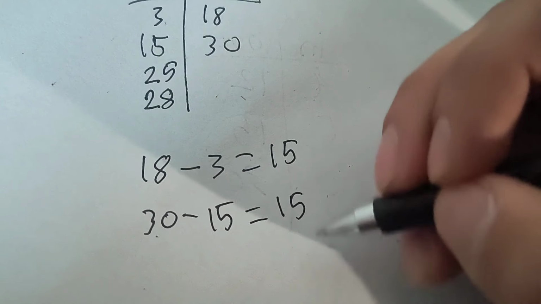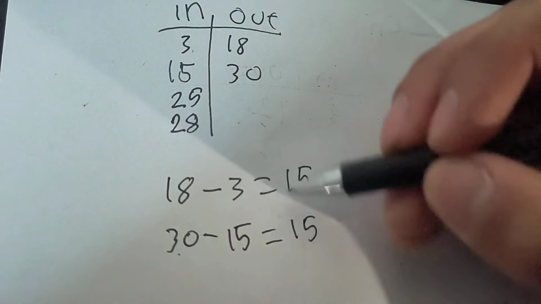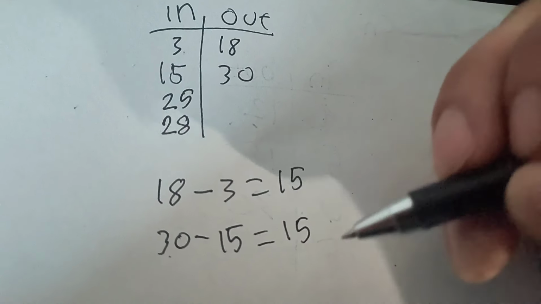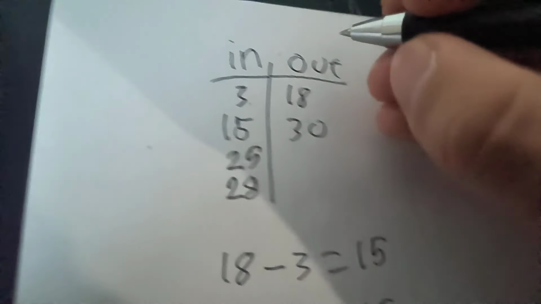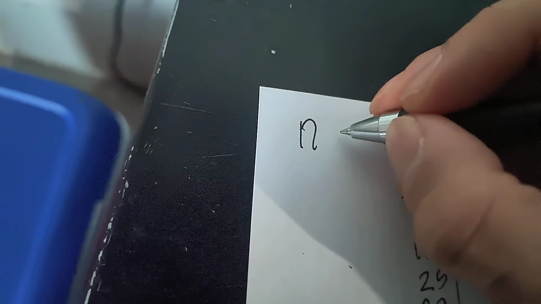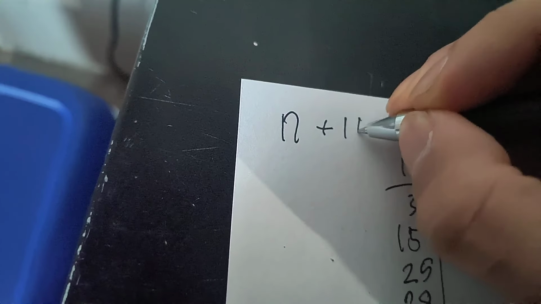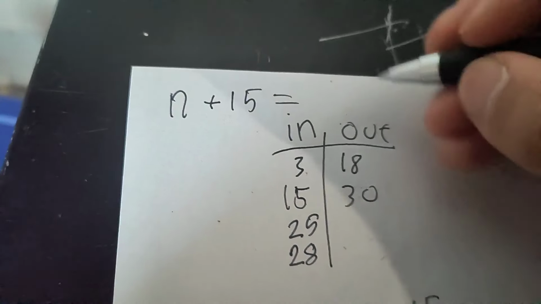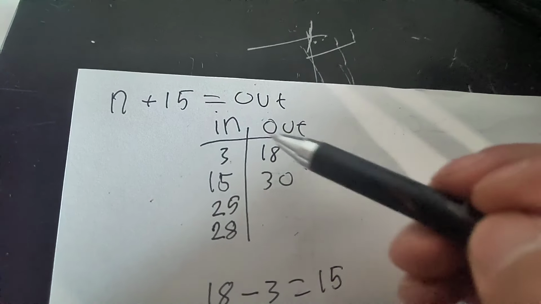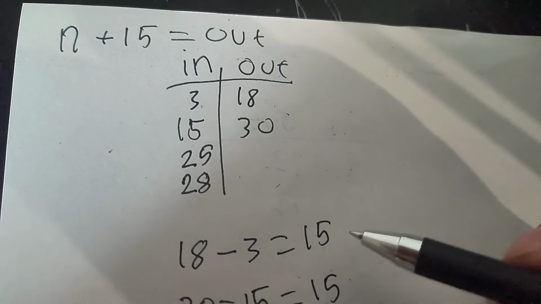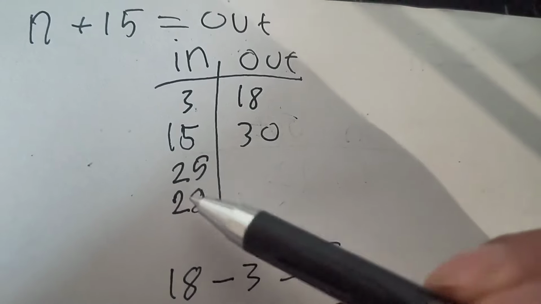But since the input-output table seems to be adding 15, the rule is add 15 to the input. So we could say n is going to equal the input number plus 15, that equals the output, okay? That equals this output. And since we figured it out, we can just add 15 to the next numbers.